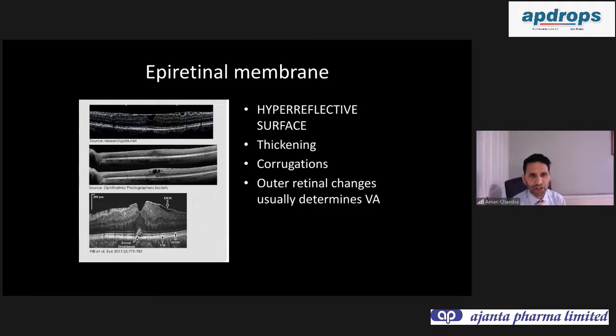I mentioned epiretinal membrane. This is diagnosed really with a hyperreflective surface on the fovea. If you remember the normal image of the macula, here we have this hyperreflective band at the top left on top of the macula. And you get thickening of the macula, corrugations within it, and outer retinal changes. So here we have some outer retinal changes, and that will really determine the visual acuity, or the effect of the epiretinal membrane is really demonstrated by the outer retinal structures. And the outer retina is over here.